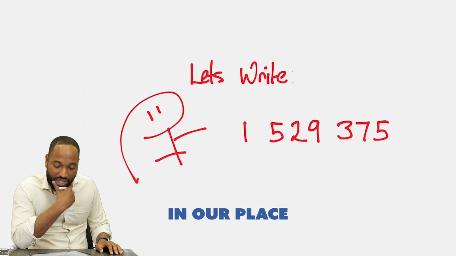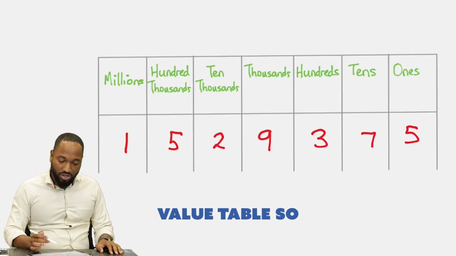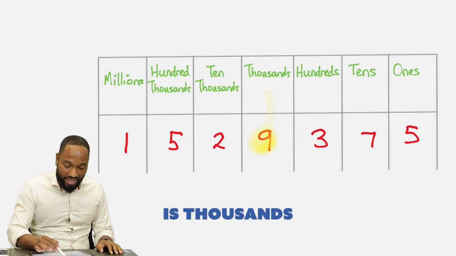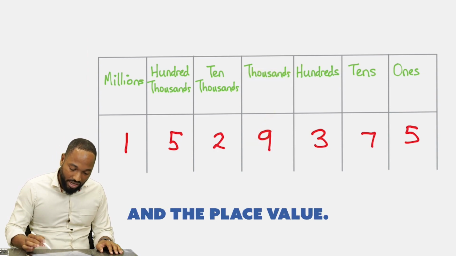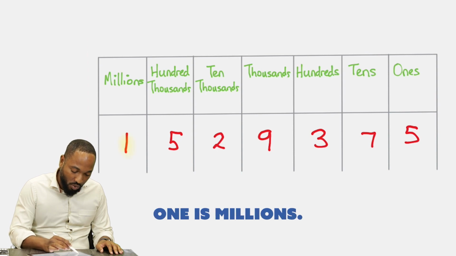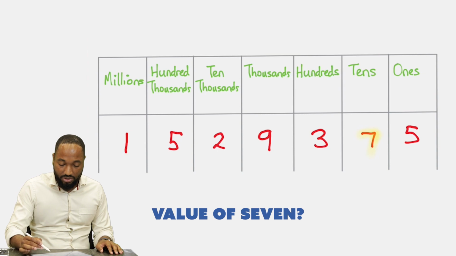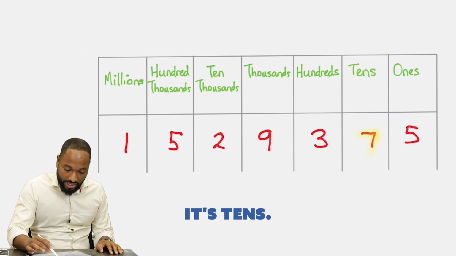Let's write 1,500,029,375 in our place value table. So the place value of, let's say, 9 is thousands, and the place value of, let's say, 1 is millions. What's the place value of 7? You got it? It's tens.